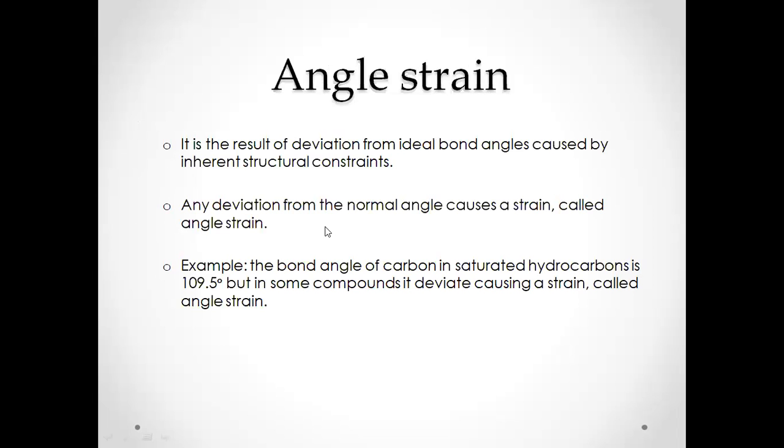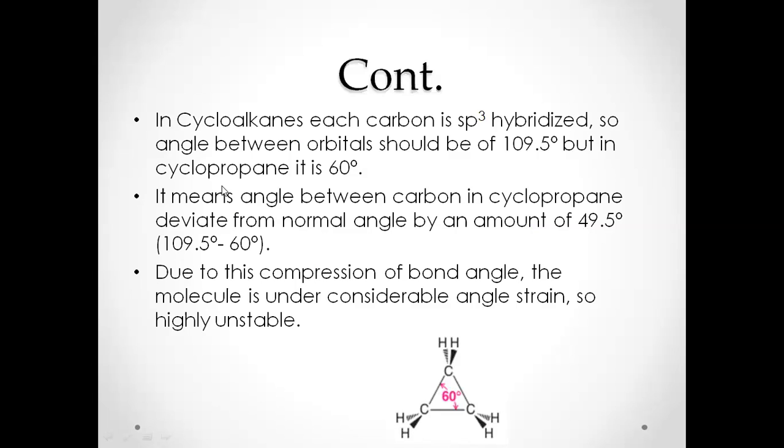This strain arises because of the deviation from the bond angles. We know the bond angle of the cycloalkane is 109.5, but if a compound has a smaller or greater angle than 109.5, it will create angle strain and become unstable. For example, in cycloalkane, each carbon is sp3 hybridized, so the angle between orbitals should be 109.5. But in cyclopropane, as we can see from here, the angle is 60 degrees, so it is less than 109.5. It will cause angle strain and it will become unstable.